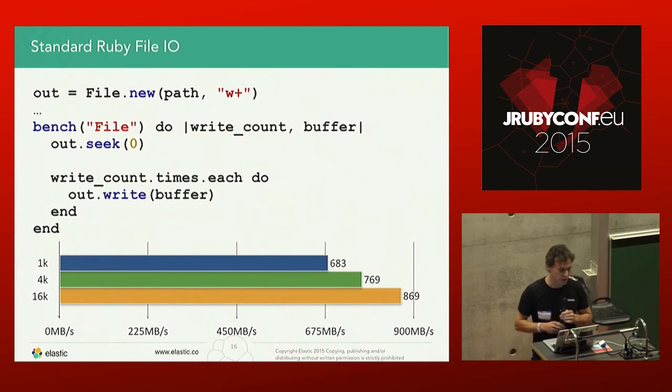So this is the first result that we get. This is going to be our base result. We see that we have between 680 and about 900 megabytes per second in terms of throughput with standard file.io.